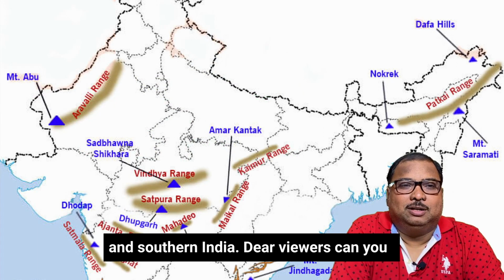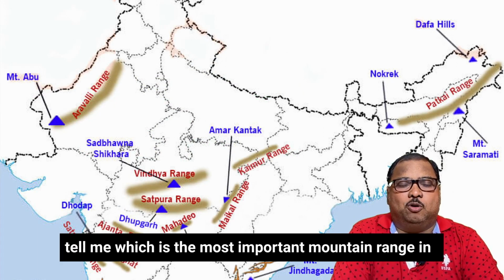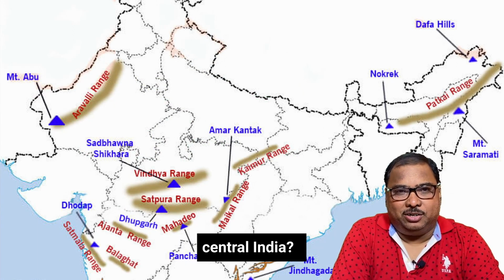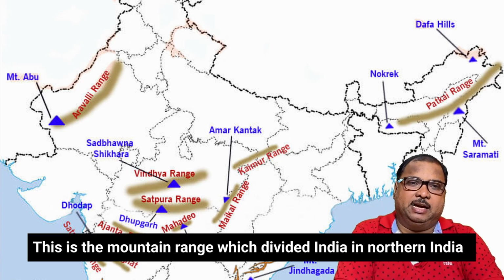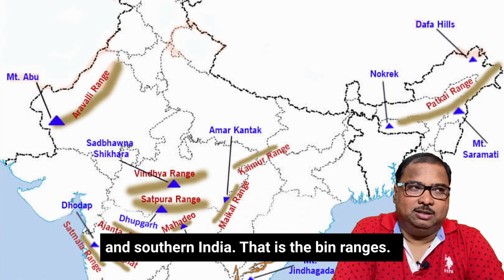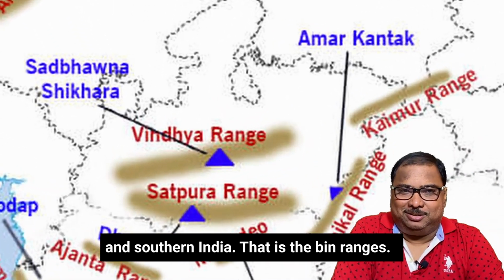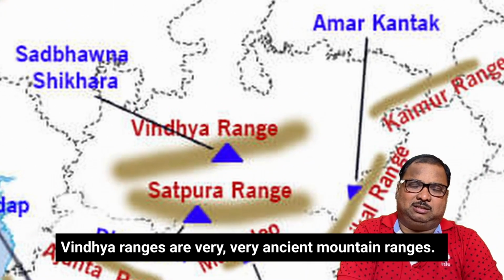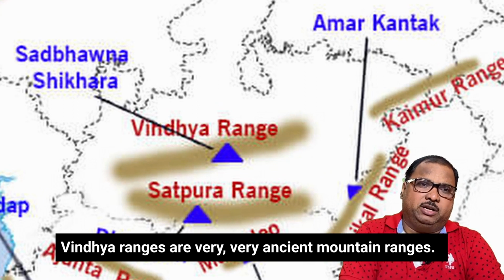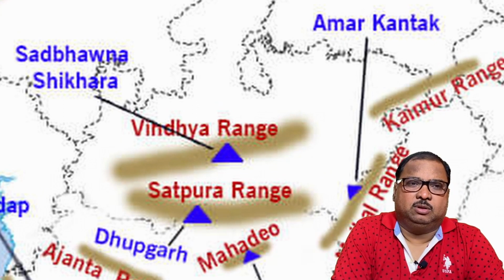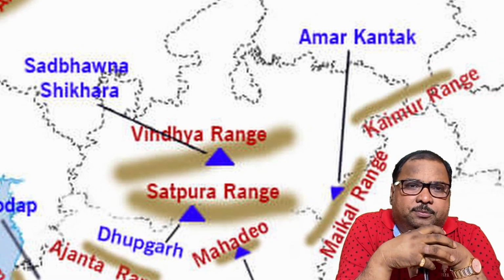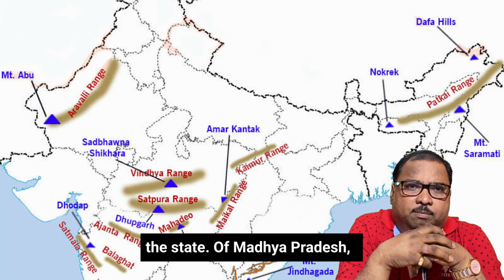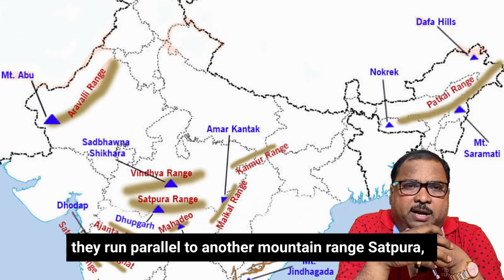Dear viewers, can you tell me which is the most important mountain range in central India? This is the mountain range which divided India into northern India and southern India. That is the Vindhya ranges. Vindhya ranges are very, very ancient mountain ranges. These Vindhya ranges are the most important mountain ranges of the state of Madhya Pradesh. They run parallel to another mountain range, Satpura.